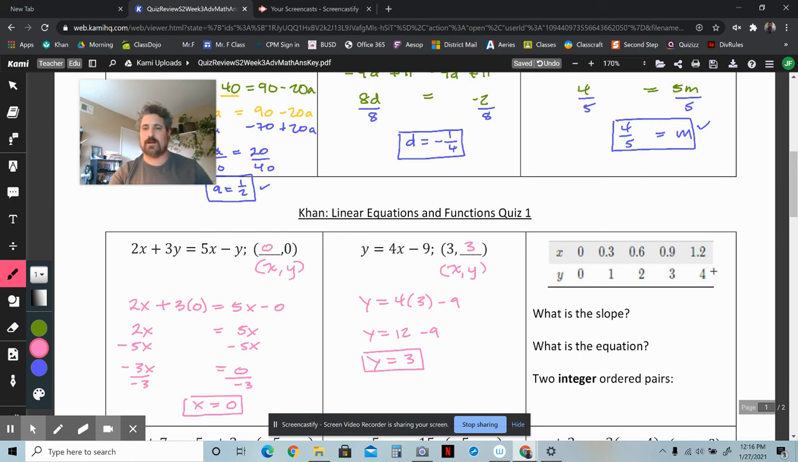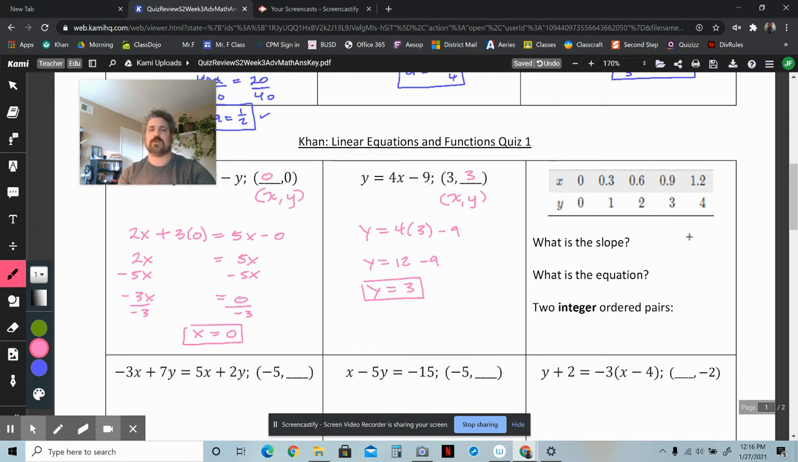On this next one here, it says they give you a proportional table, and they ask you what is the slope, what is the equation, and how do you graph it, and it says to plot the 2 points. Well, the easiest way to do that is to recognize that, first of all, any proportional relationship has one ordered pair. That's going to be (0, 0).